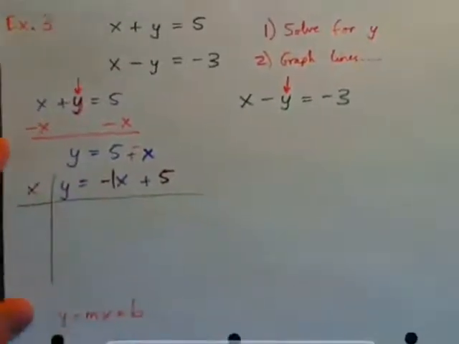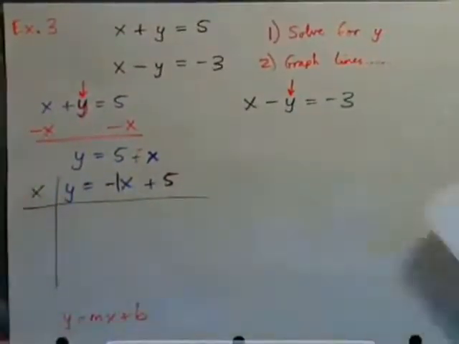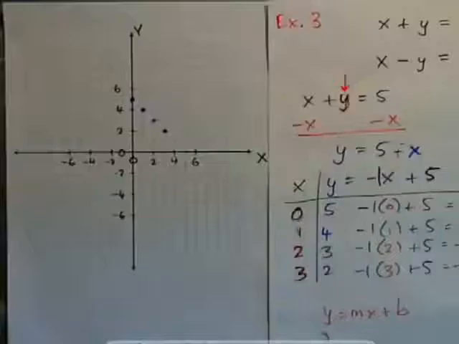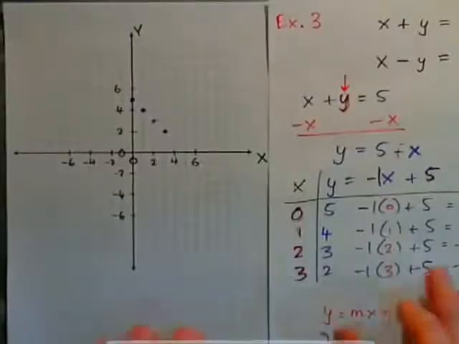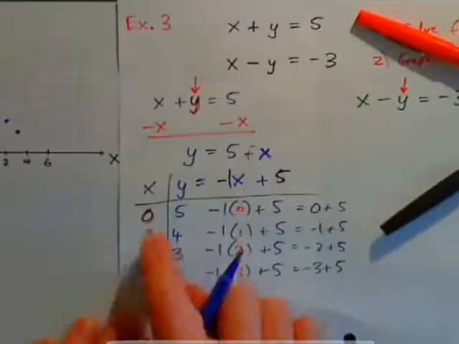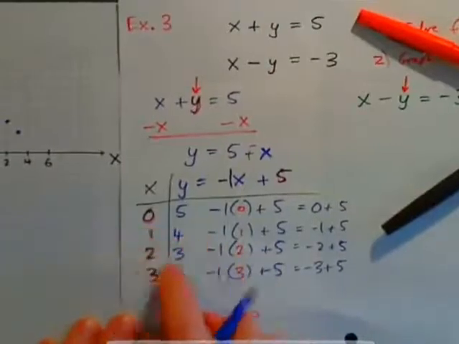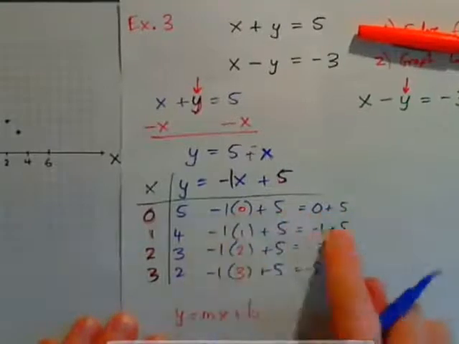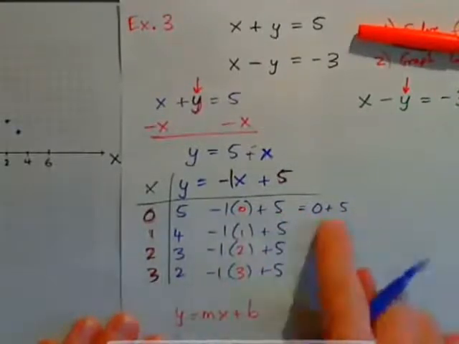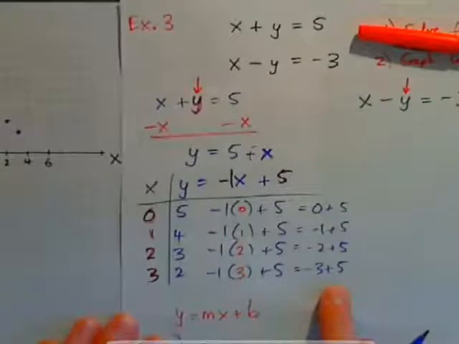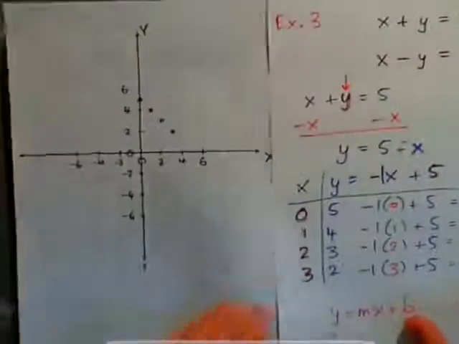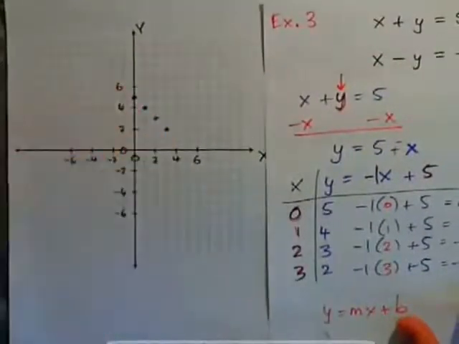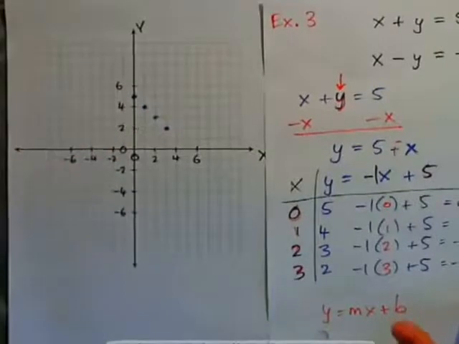So graph that line. Press pause and graph that line. When you did your calculations, you should have got 0, 5, 1, 4, 2, 3, 3, 2. So it should be negative 1 times 0 plus 5 is 0 plus 5, negative 1 plus 5, negative 2 plus 5. So this should have worked out like this. Press pause and check your answer if it didn't. Then when you plotted your points, you should have got these points. If you didn't get that, press pause and figure out your mistake.